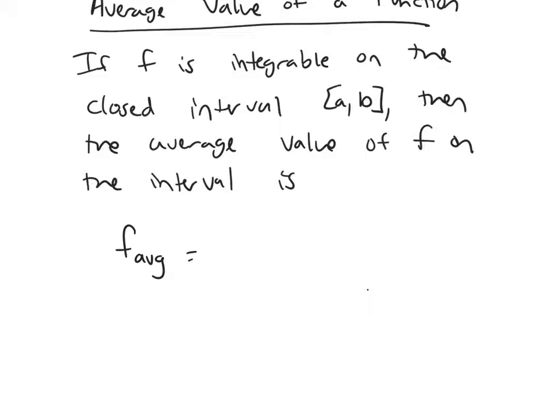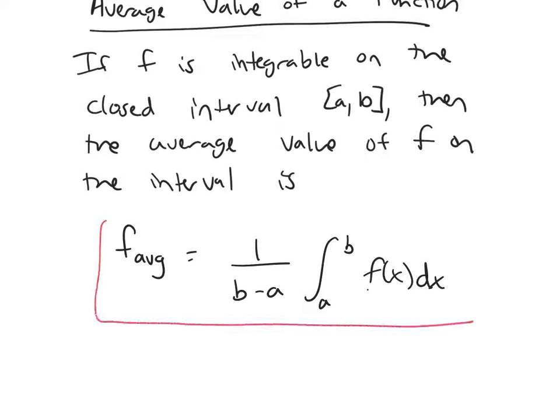So think about when you average a bunch of numbers together, you add them up. So you're going to compute the definite integral from a to b. And normally you divide by how many numbers you add up, but here I have an interval, so I'm going to divide by the length of that interval, or 1 over b minus a. So this is how you find the average value of a function.